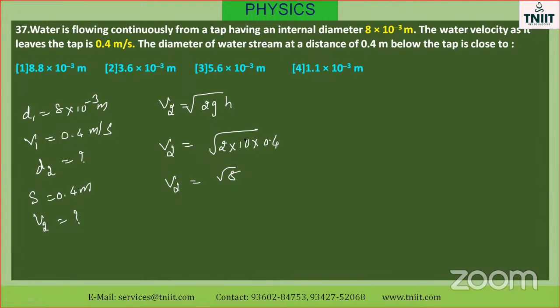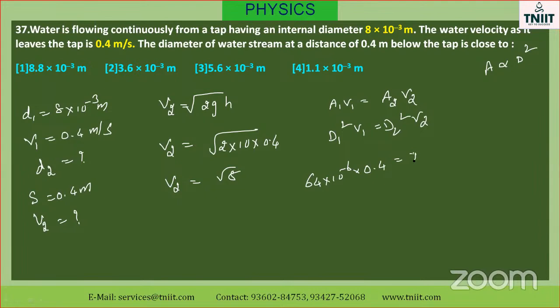Now, according to the equation of continuity, A1 V1 is equal to A2 V2, right? Area into velocity is equal to area into velocity. Area is directly proportional to diameter squared. So D1 squared V1 equals D2 squared V2. D1 squared is 64 into 10 power minus 6. V1 is 0.4. D2 squared you have to find. V2 is root 8.